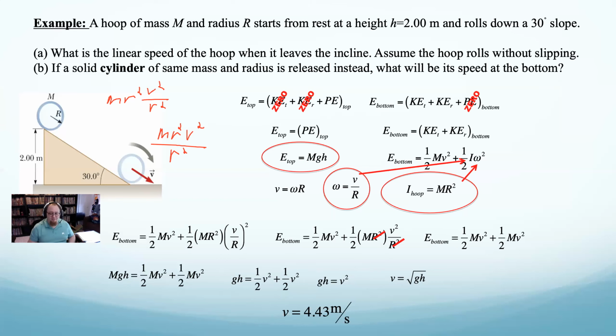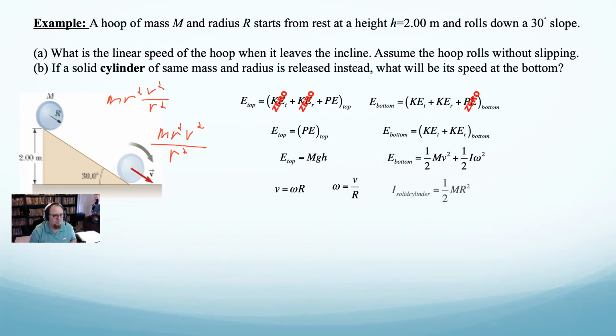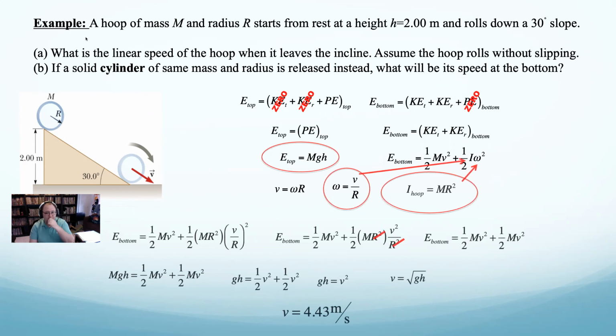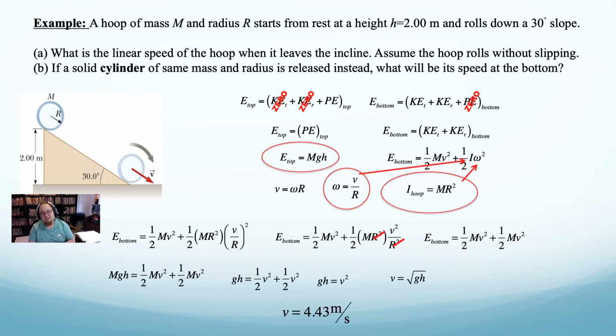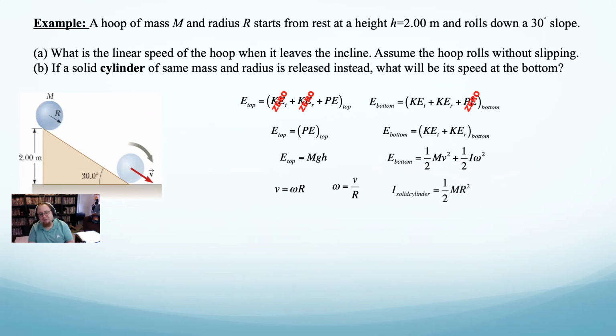Okay. Let's do the same problem. Instead of a hoop, let's say we got a disk. If I have a disk or a solid cylinder, some of this logic will stay true. The difference between my hoop and my cylinder is that the moment of inertia of a hoop is m r squared, while the moment of inertia of a cylinder is 1/2 m r squared. And so if I have a cylinder, my moment of inertia is different.